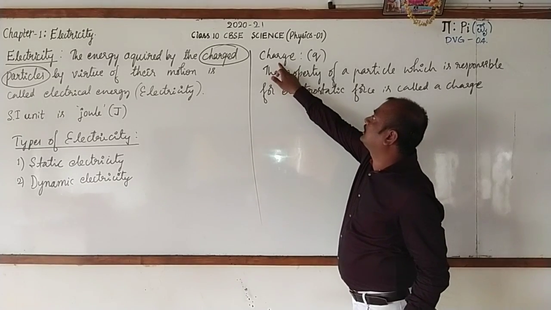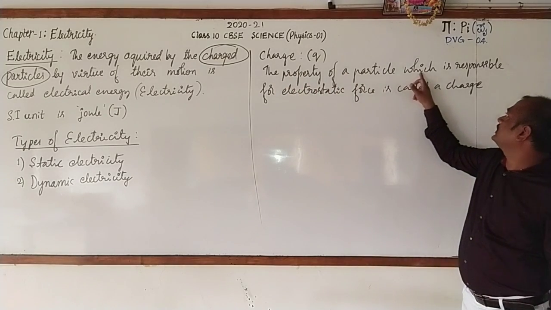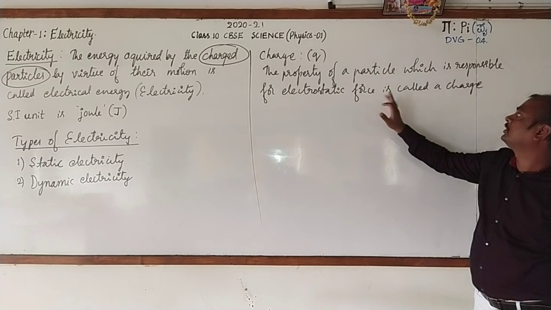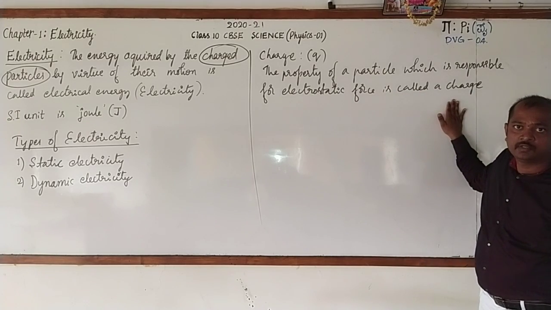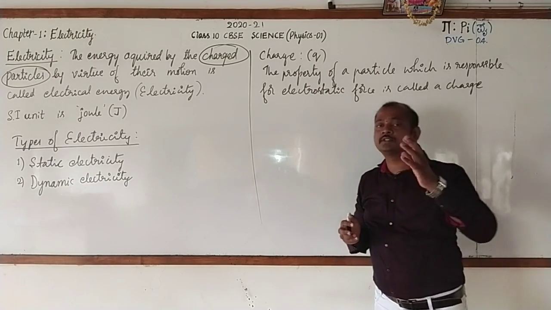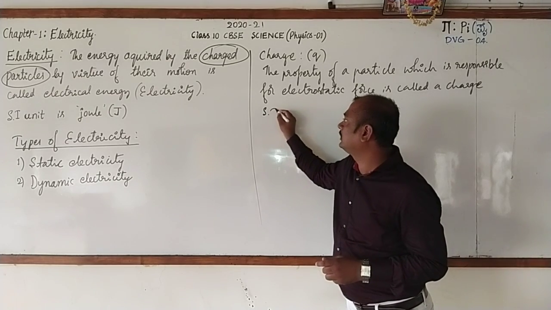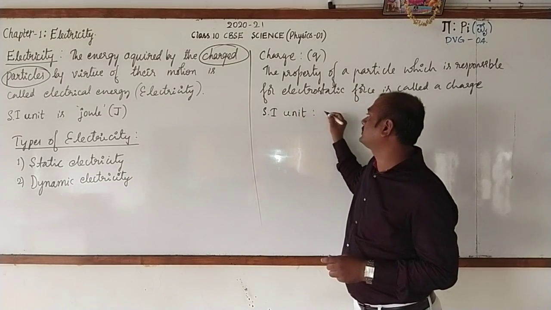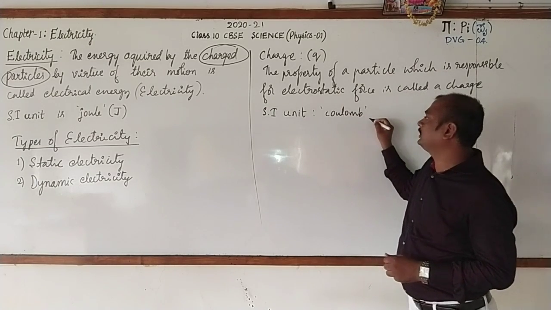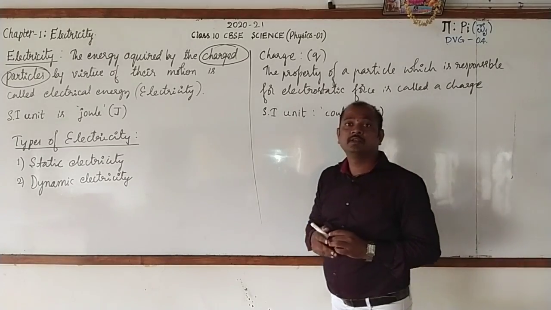Look here. The definition of charge: the property of a particle which is responsible for electrostatic force is called a charge. Charge is denoted by the symbol Q. Charge is also a measurable quantity, hence it has an SI unit. The SI unit of charge is the coulomb, C-O-U-L-O-M-B, and its symbolic representation is just capital C.